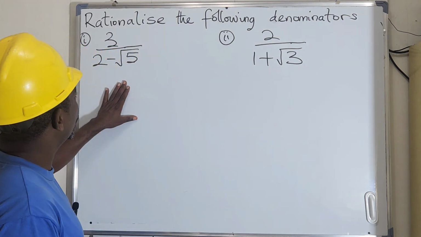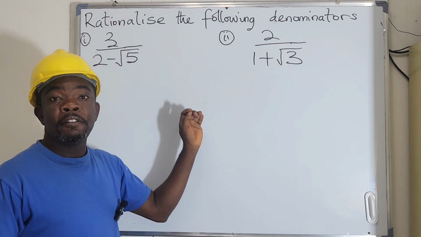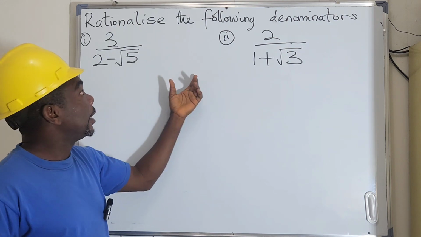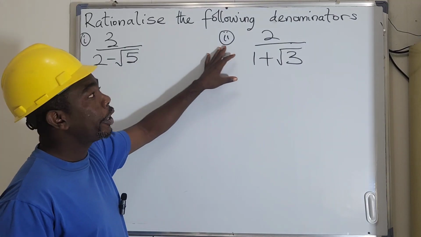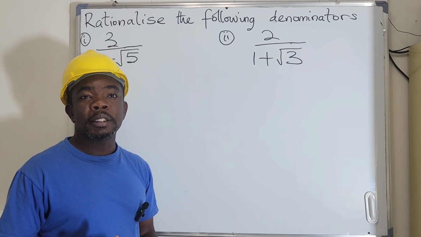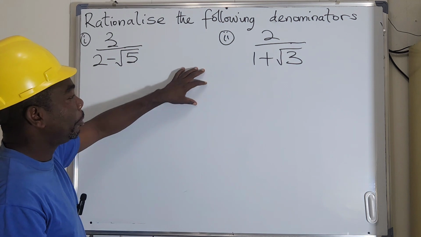Today we are looking at this question. It is from a topic called surds, and we are going to treat everything concerning surds under rationalization. It says rationalize the following denominators, and this question is coming from a GCSE mathematics test. So it says we should rationalize the following denominators.